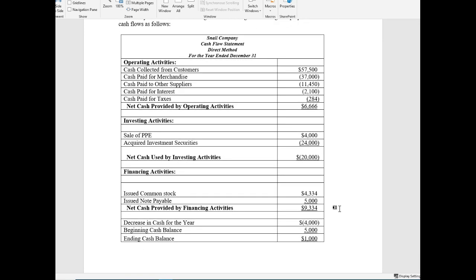We are told that there is a sale of property, plant, and equipment that brings in $4,000 of cash, and we purchased investment securities for $24,000. Notice anything in investing is the acquisition or sale of long-term assets. When we get into financing activities, we're looking specifically at long-term liabilities and stockholder equity transactions.